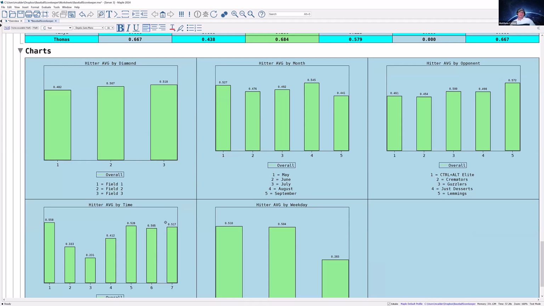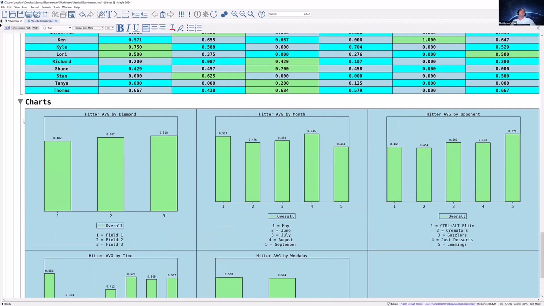One thing I want to do in the future: right now you can only select one hitter or all hitters, but I'd like to do multi-select. I've got that working in the back end as well as the charts. I just have to update it in the GUI.